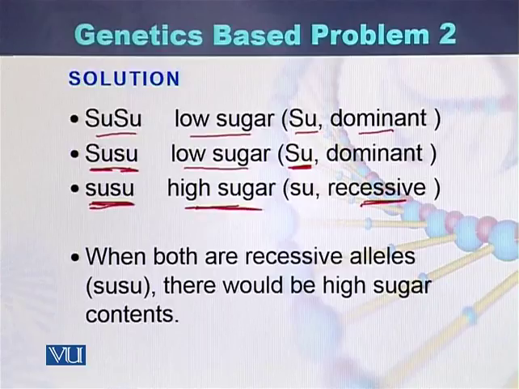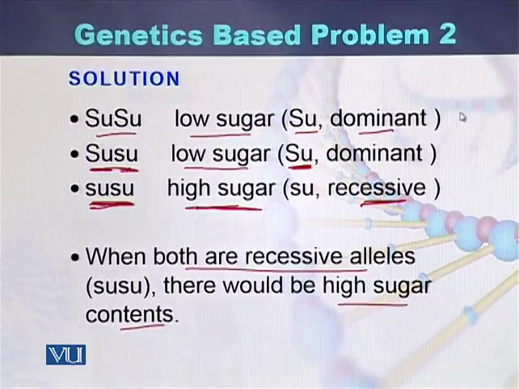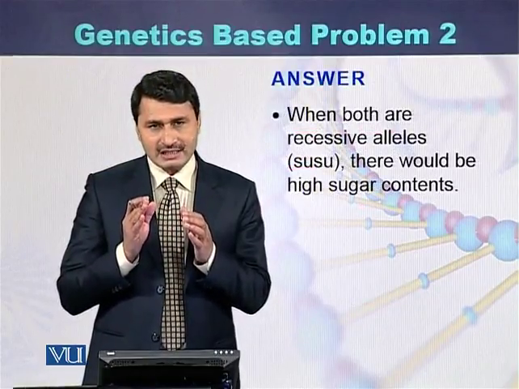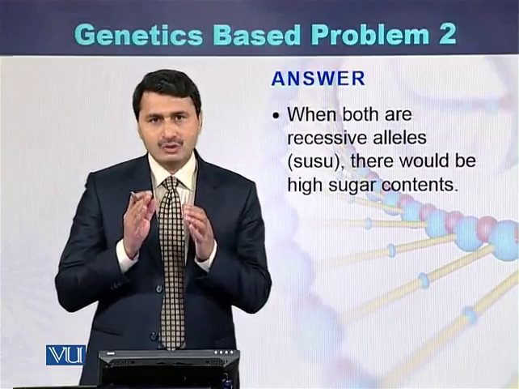So we can say that when both alleles are recessive, then there should be high sugar contents. So when both alleles are recessive, then based on the question there will be high sugar contents.